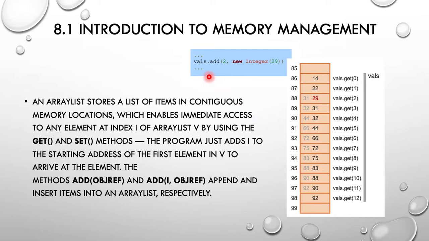Here the example shows where you add integer 29 at position 2, which is here 2, right? So basically slightly similar, removing via the remove method. Okay.